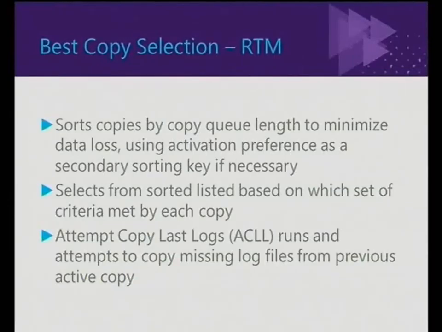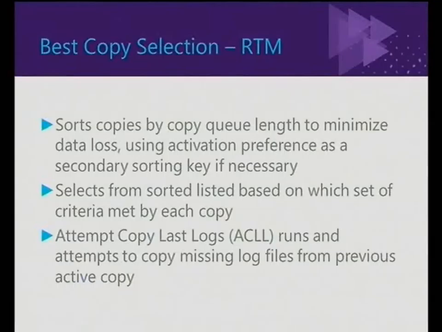It's just a whole number, 1, 2, 3, 4, and so forth. And the lower the number, the higher in the list that database copy would take place. So if we have two copies with the same copy queue length, but this one has an activation preference of 3, and this one has an activation preference of 4, the one with 3 is now higher in the list, and it will be potentially tried first, as you'll see in a moment.